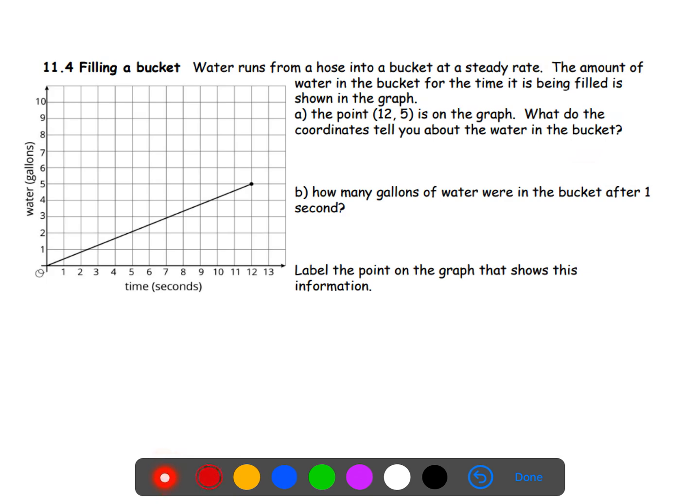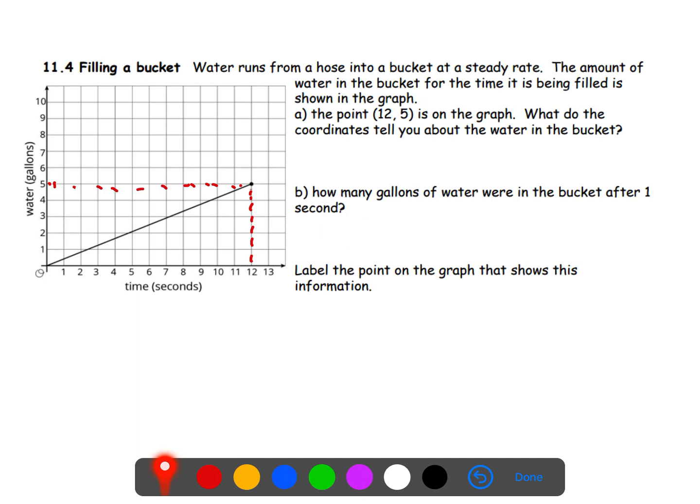So all I have to do is take this point and see what it represents on each axis. So at 5, that's 5 gallons of water, and at 12, that is the time in seconds. So when the question asks, what does that point tell us about the water in the bucket? There's 5 gallons of water in the bucket after 12 seconds. That water's coming out pretty fast. Part B says, how many gallons of water were in the bucket after 1 second? What's that unit rate? So in 1 second's time, how many gallons of water are leaving the faucet?